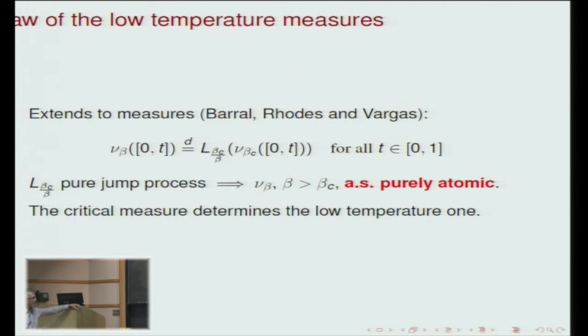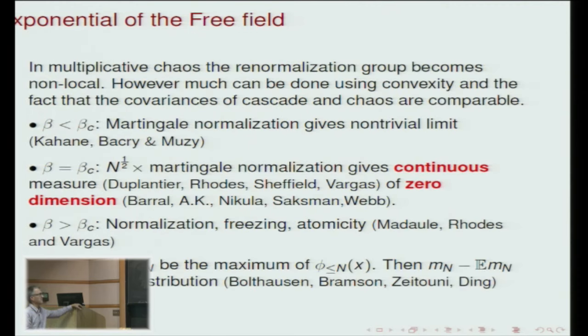And now, this Levy process, where the variable beta critical over beta is less than 1, is a pure jump process. So as a consequence, these measures are purely atomic. Well, here it's actually continuous, but the result is purely atomic. Okay, you can keep on going. So then we proved that it has zero Hausdorff dimension. That's maybe not that important at the moment.